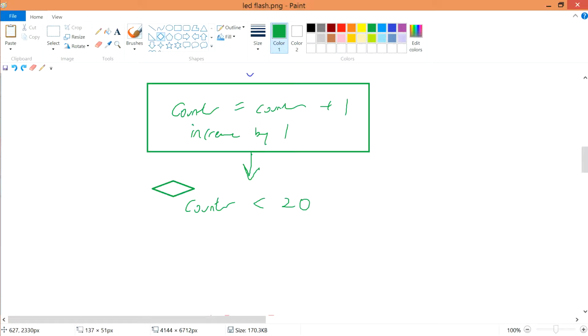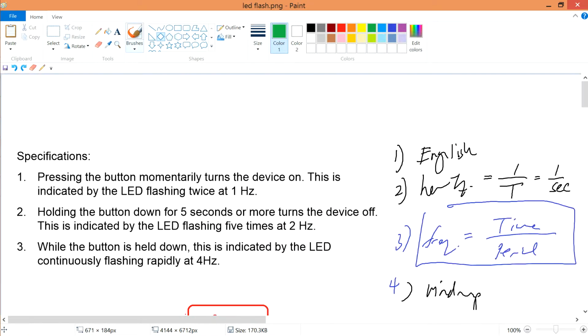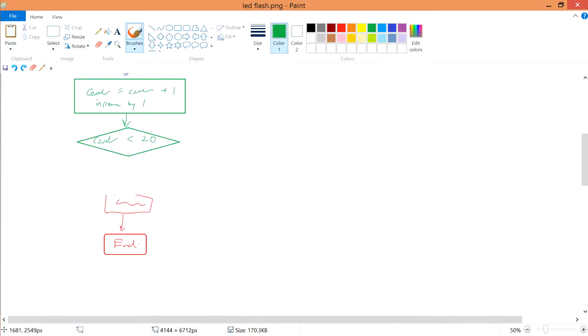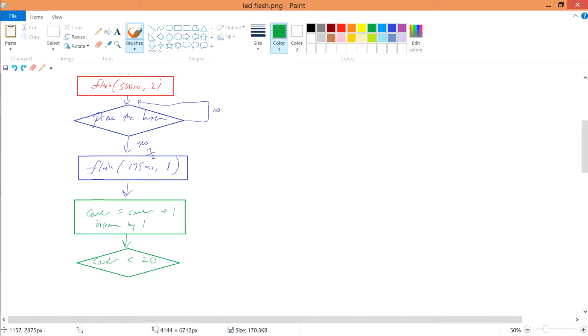So you go into the second one, which is this sentence. When you reach 5 seconds, this sentence is activated, if you still remember. So over here, if the counter is less than 20, then you continue to go back to here to carry on with the flashing.